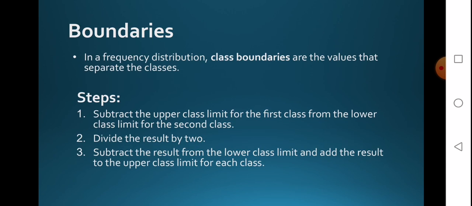Okay, boundaries. In the frequency distribution, class boundaries are the values that separate the classes. We use the following steps to calculate the class boundaries in a frequency distribution. First, we subtract the upper class limit for the first class from the lower class limit for the second class. Second, divide the result by 2. And third, subtract the result from the lower class limit and add the result to the upper class limit for each class.